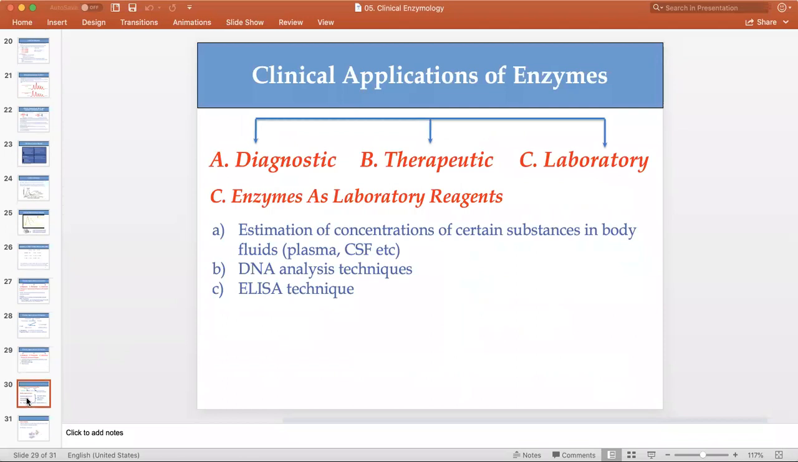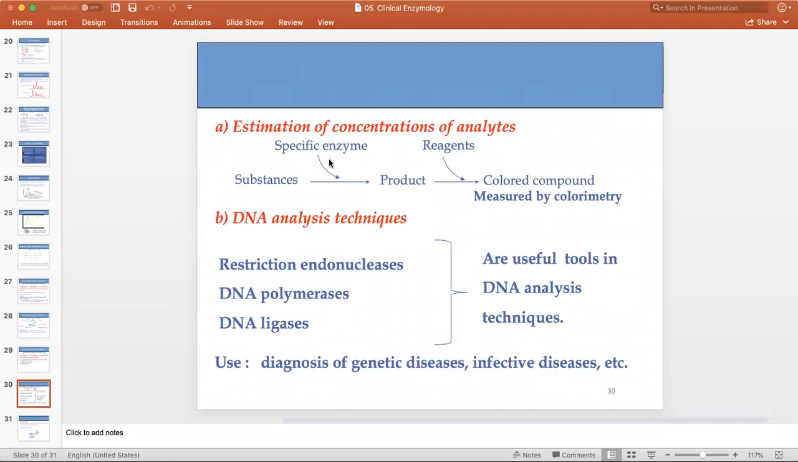So let's take the first example, the estimation of concentration. So what we do is we add a specific enzyme which converts the substrates into products. And then we add specific reagents which are used to detect. So the products might not be detected by our test, so for this reason we add certain reagents so that they change the color or do something so that we can detect them. DNA analysis techniques, the ones that I mentioned, restriction endonucleases, polymerases, ligases, are used in DNA analysis techniques. This is specifically helpful in genetic diseases, infective diseases, and so on.